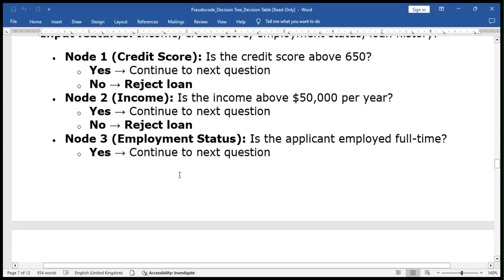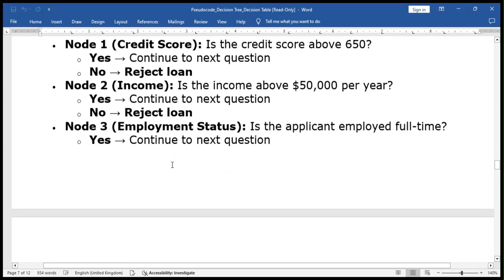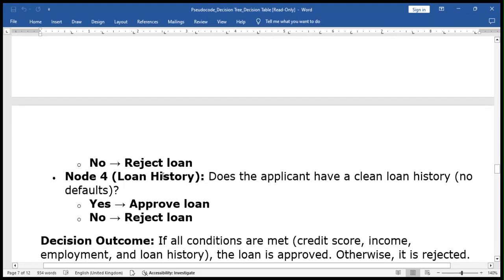Now, we go to node three, employment status. Is the applicant employed full-time? If yes, continue evaluating the loan application. If no, reject the loan application at this stage. Now, node four, loan history. Does the applicant have a clean loan history? No defaults. If yes, approve the loan. If no, reject the loan. Now, in this case, if it is yes, you automatically approve the loan. If no, you reject it.